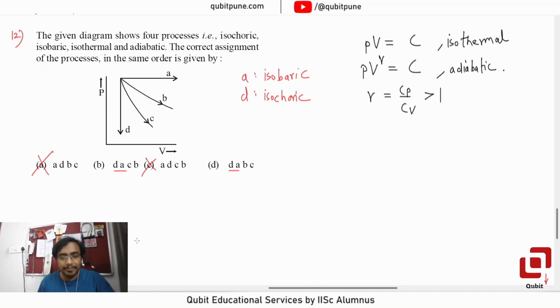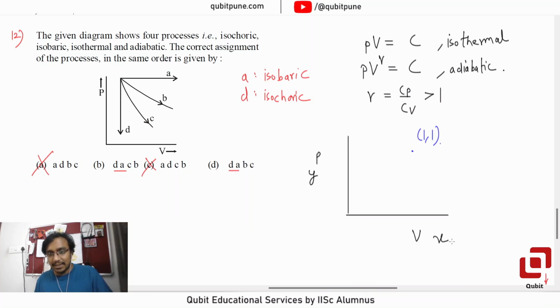So to simplify things, let us take this point as 1, 1. Look, we are now converting it into a mathematical problem. Now my pressure is y and my volume is x. So xy equal to constant is my isothermal process.